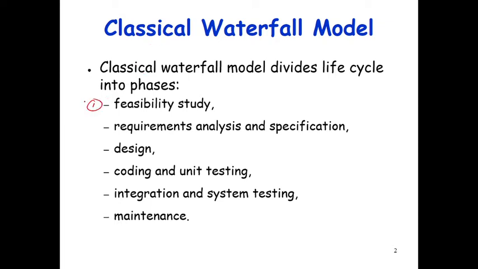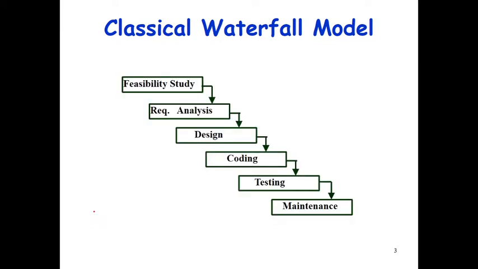Okay, so this is the feasibility study phase. Next, after feasibility study we have requirement analysis and specification, then the design phase. After that we have coding and unit testing, then integration and system testing, and finally we have maintenance. Okay, so this is the classical waterfall model.